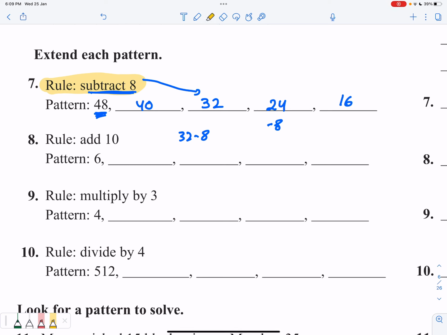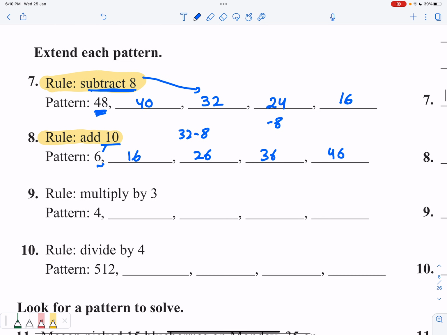Now let's do the other question, which says add 10. So the rule in this question is to add 10. So we will come to the first number that we have in this pattern, which is 6. So we need to add 10. 6 plus 10 equals 16. Then another 10, so 26. Plus another 10, 36. Plus another 10, 46, and so on. So each time we're adding 10.